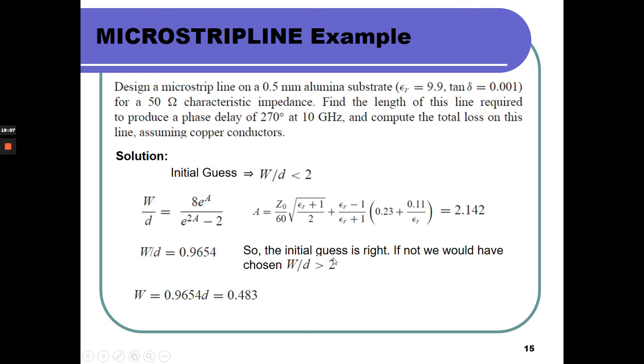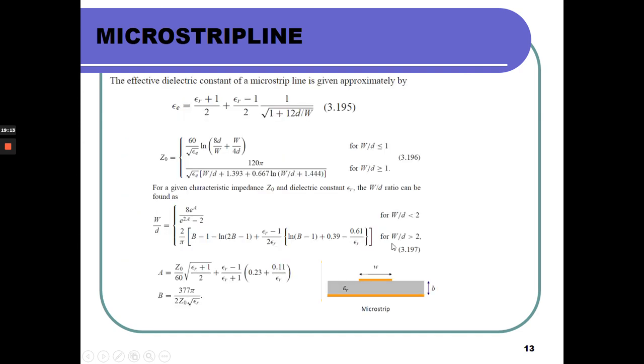Okay, if not valid, then you have to choose W by D greater than 2. Now you can ask me, what if W by D is equal to 2? Then I would say that you go for any of them. It's up to you, it's totally your choice. But rarely you will find something like this. It will be a very rare case. Okay.